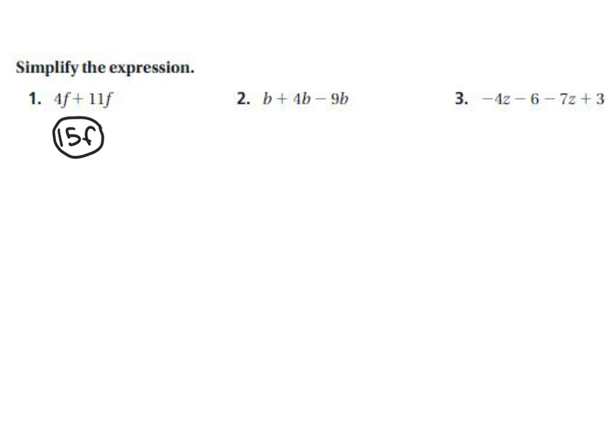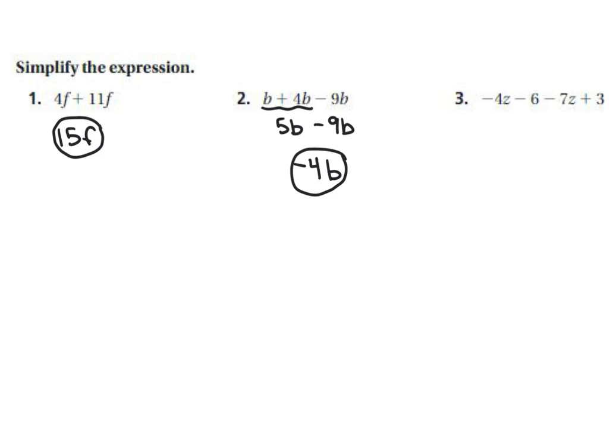For number 2, you also have the same variables. You have 3 terms, b plus 4b, so that's 5b, minus 9b. So at this point, all that you're doing is subtracting the coefficients. 5 minus 9 is negative 4 b's.